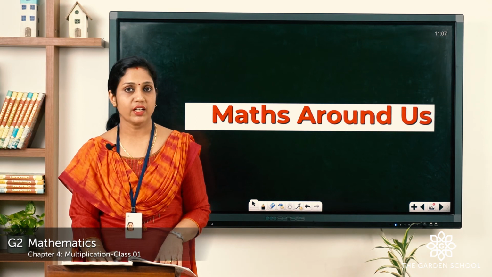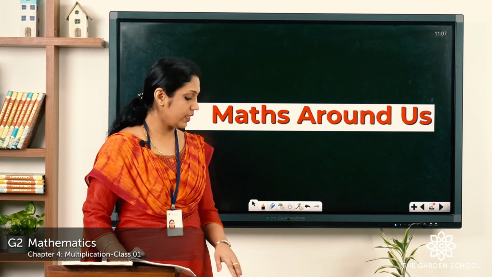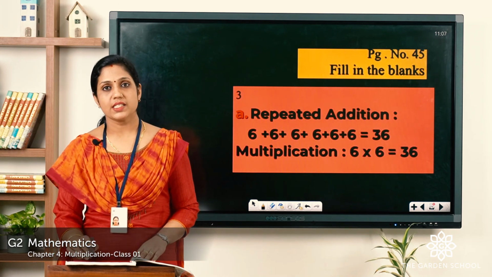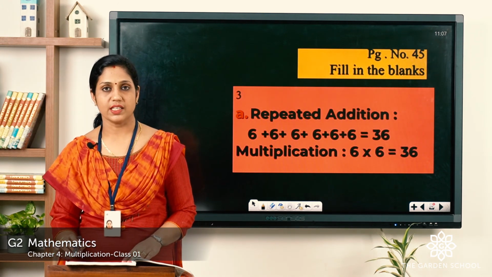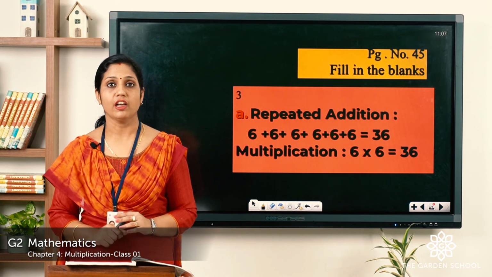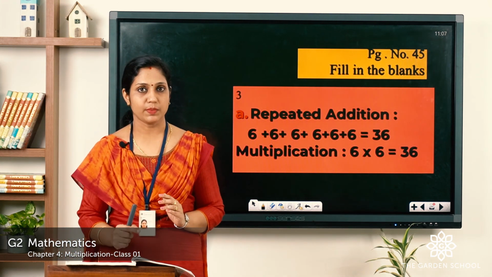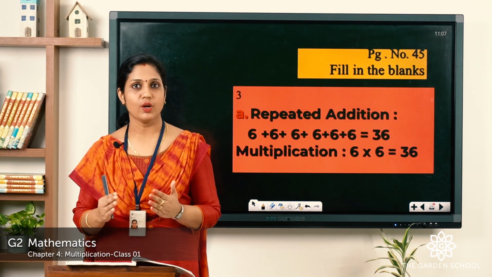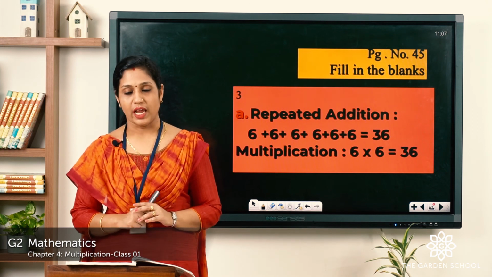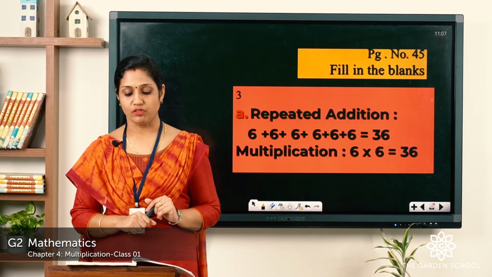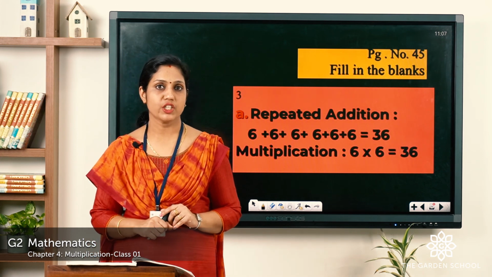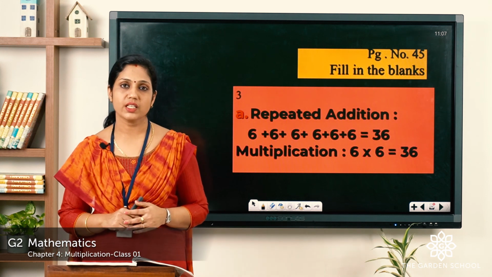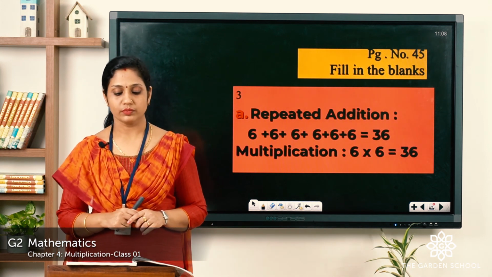And how can we write it in the repeated addition form? We can write it as 6 plus 6 plus 6 plus 6 plus 6 plus 6. So 6 times 6 repeated. Find out the answer. 6 plus 6, then 12, 12 plus 6, 18. Find out the answer like this and write it down. And similarly, you write the multiplication form also. How can we write the multiplication form? 6 times 6 repeated. So 6 into 6 is equal to 36.